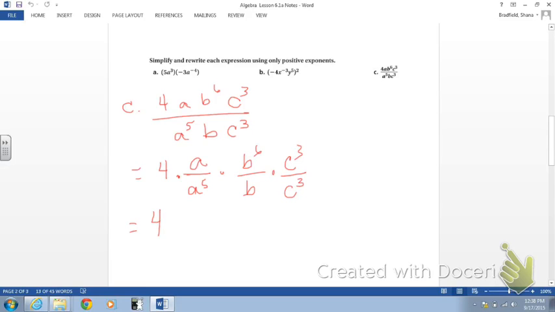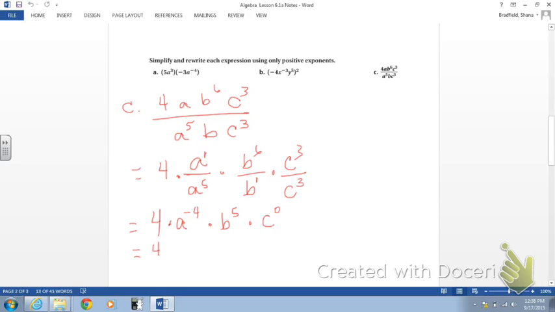So that gives me 4. That's a to the 1st. So when you have a quotient with powers, you're going to subtract the exponents. So it would be 1 minus 5, so a to the 1 minus 5 would be negative 4. The b's, again, that's b to the 1st, so 6 minus 1 is 5. You're going to subtract the exponents. And for the c, 3 minus 3 is 0.